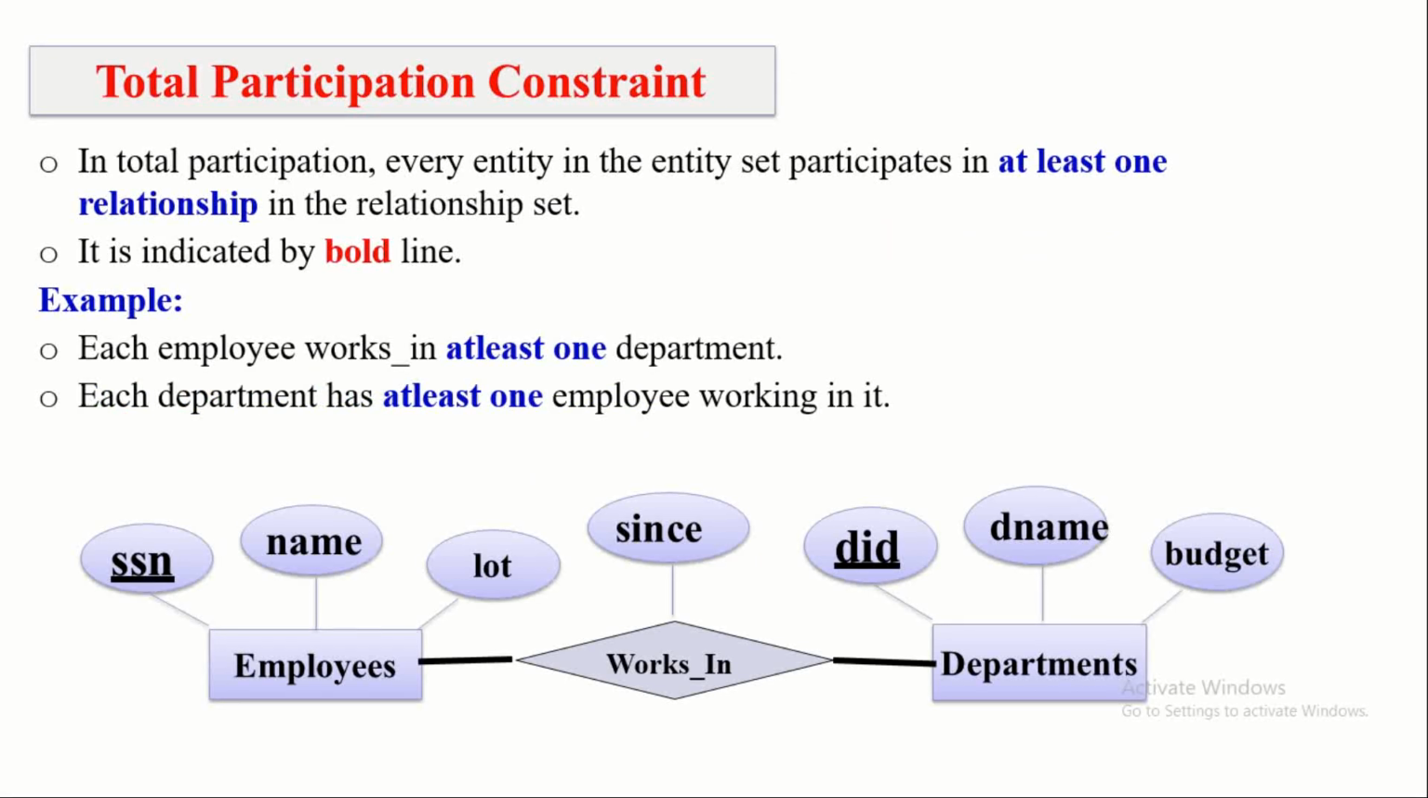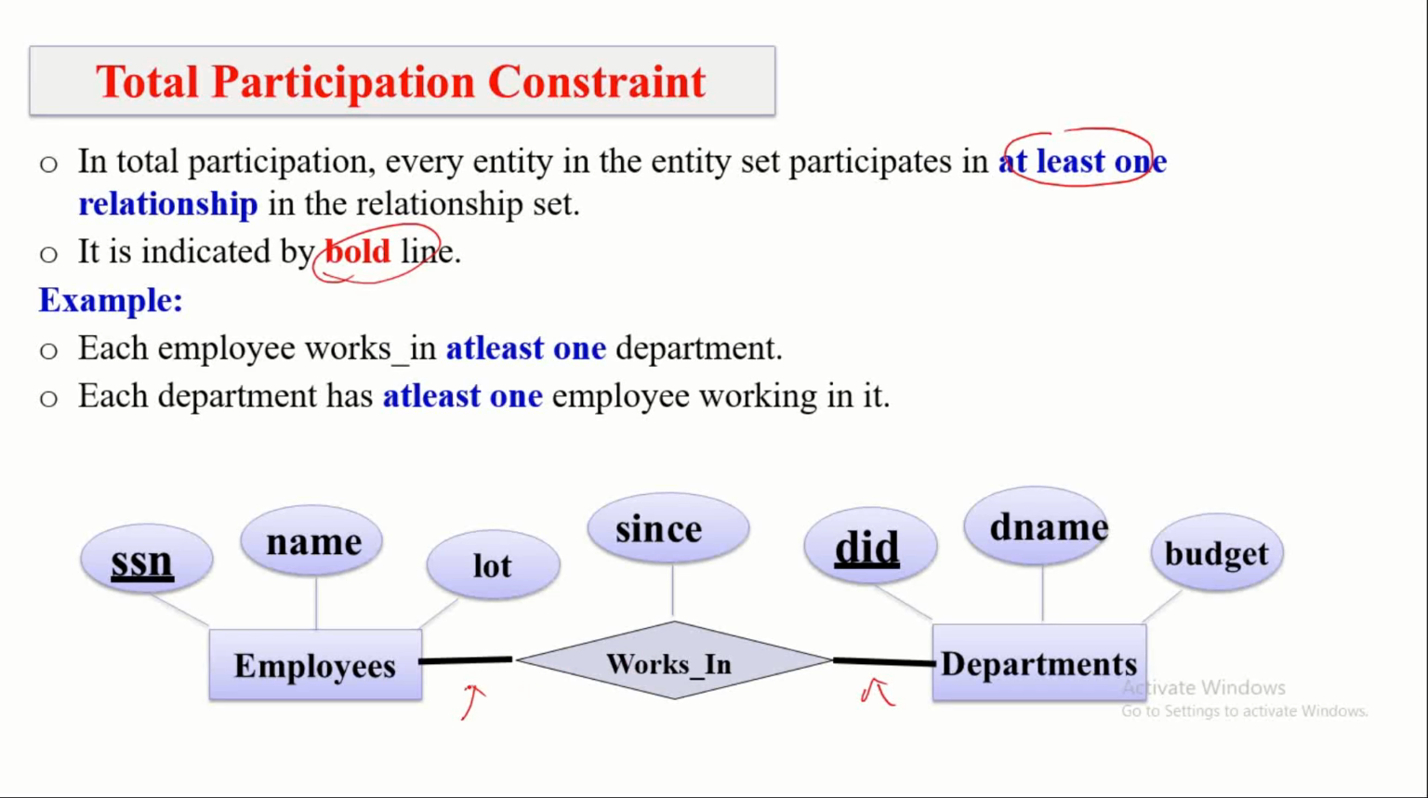Let's now discuss total participation constraint with an example. In total participation, every entity in the entity set participates in at least one relationship in the relationship set and is usually indicated by a bold line. If you look at this example, here two entity sets called employees entity set and departments entity set are associated through works in relationship set. Here you can notice that in this diagram, bold lines are used to link the entity sets with the relationship set.